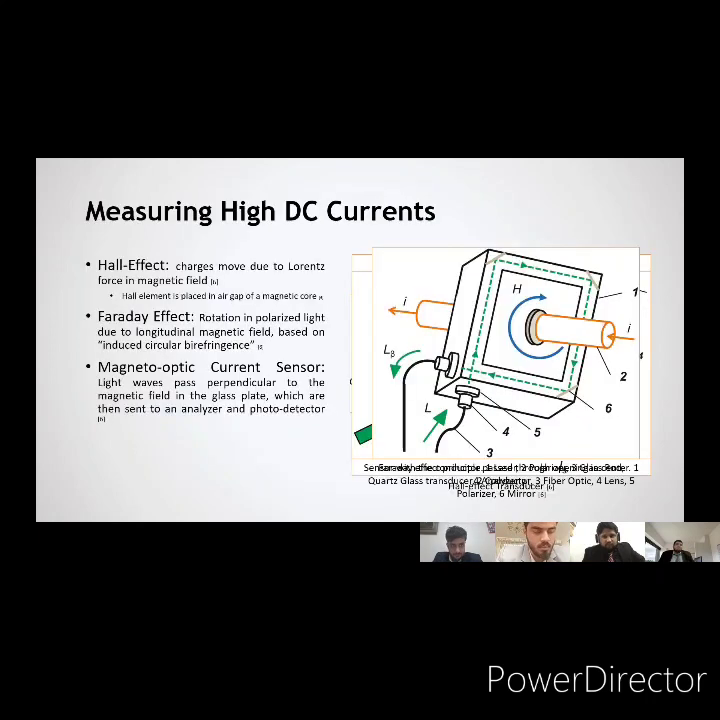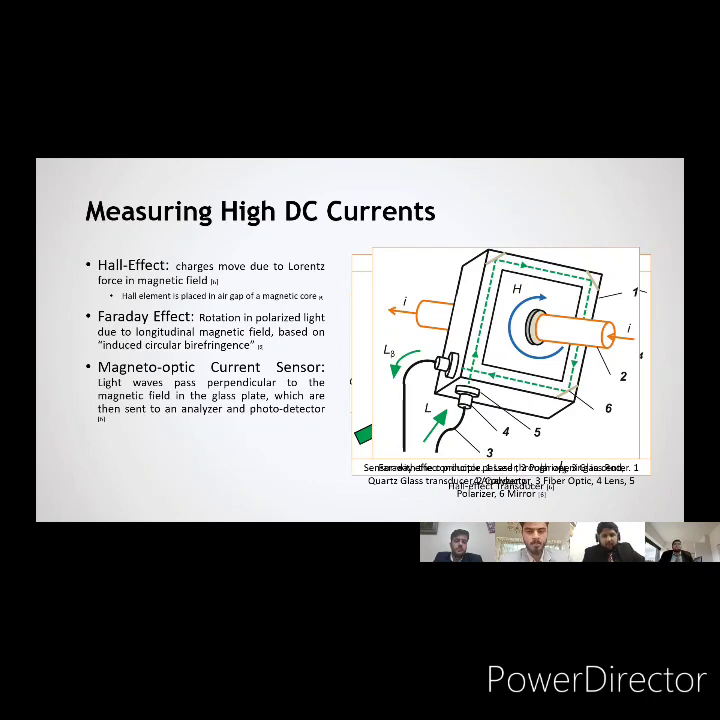Firstly, we have the Hall effect. The charges moving in a current are influenced by the Lorentz force in a magnetic field. The Hall effect transducers make use of this by placing a Hall element in between a magnetic core, which is surrounding the current carrying conductor. Next, we have the Faraday effect, which is rotation in polarized light due to the longitudinal magnetic field, and the magneto-optic current sensors make use of this. These systems are very accurate, but due to their expense and the fact that they are finished products, not to mention their complexity, we chose to go with the voltage drop method.